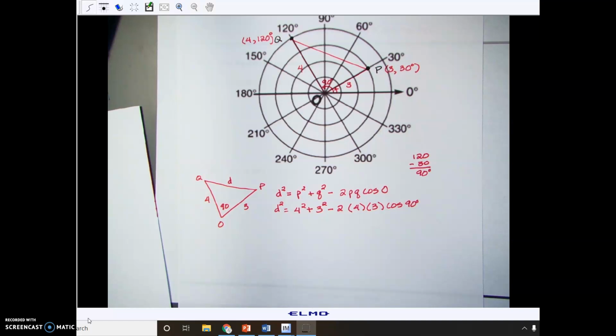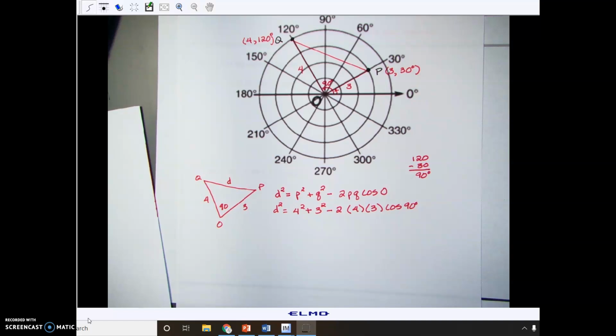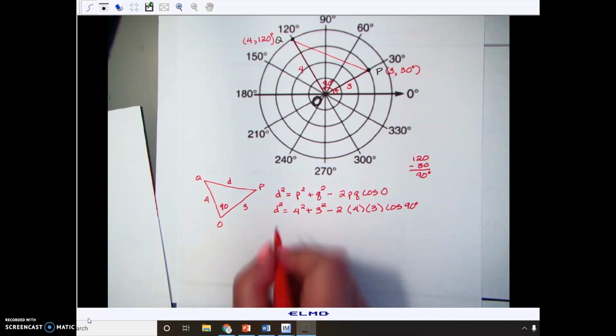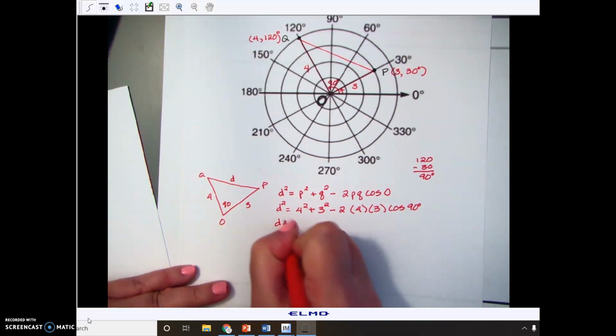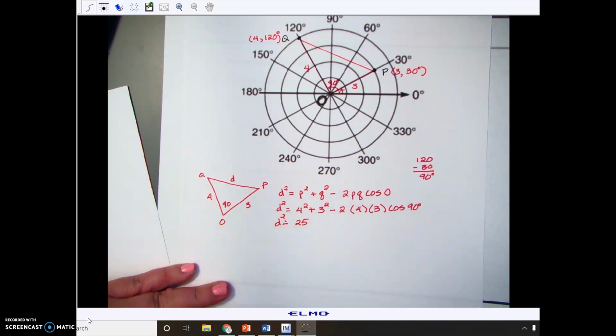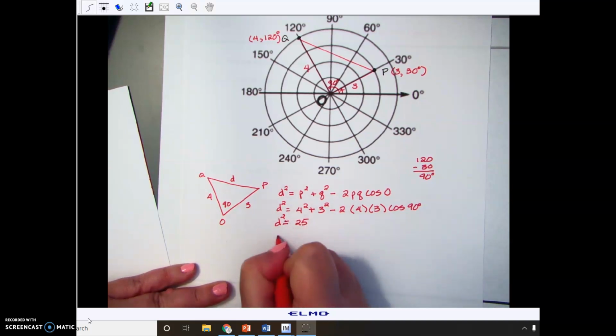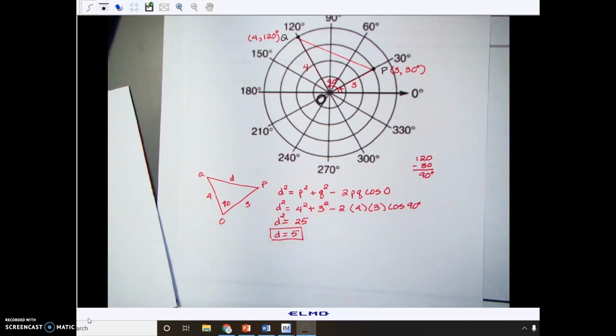So if we plug this into our calculator, hopefully this gives me 25. So take a moment, pause the video, and go ahead and figure this out on your calculator. And I'm going to do it while we talk. And then making sure that our calculator is in degrees. So I do get that D squared is equal to 25. So if I take the square root of both sides, we get D is equal to 5. And that is exactly what we thought it was supposed to be.